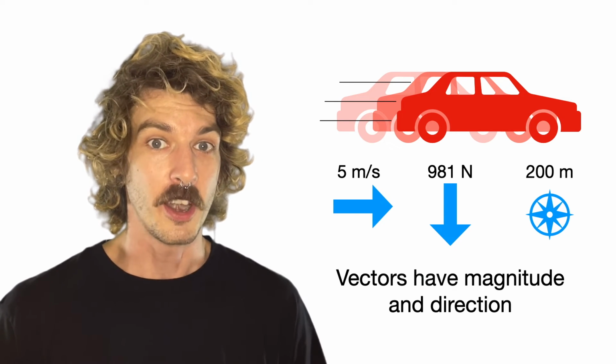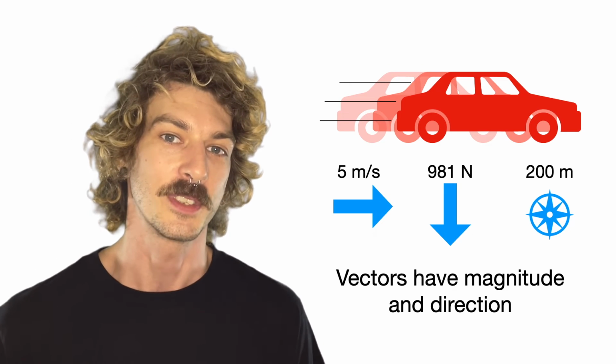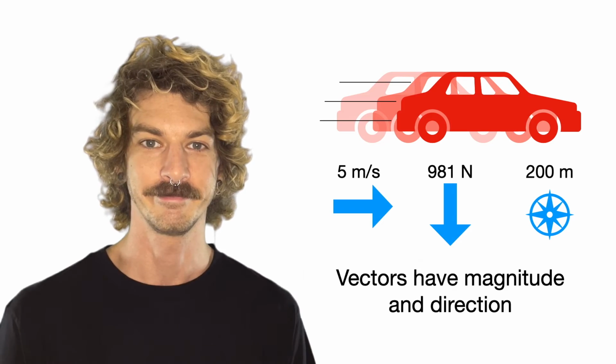So now you know if a variable only has a magnitude, it's a scalar, but if you can work out some associated direction with that quantity, then it's got to be a vector.